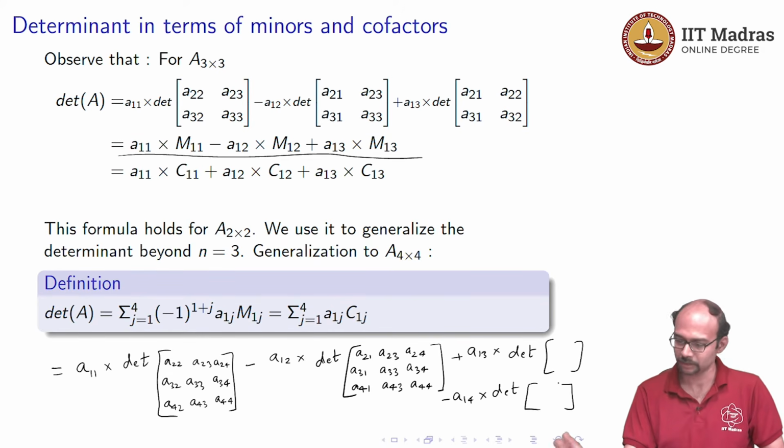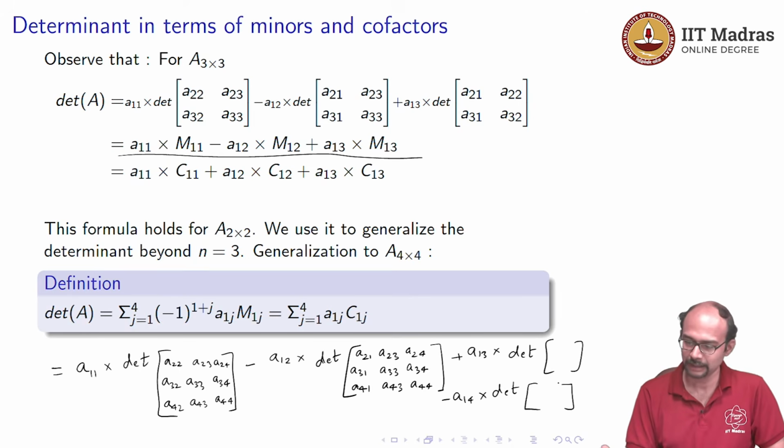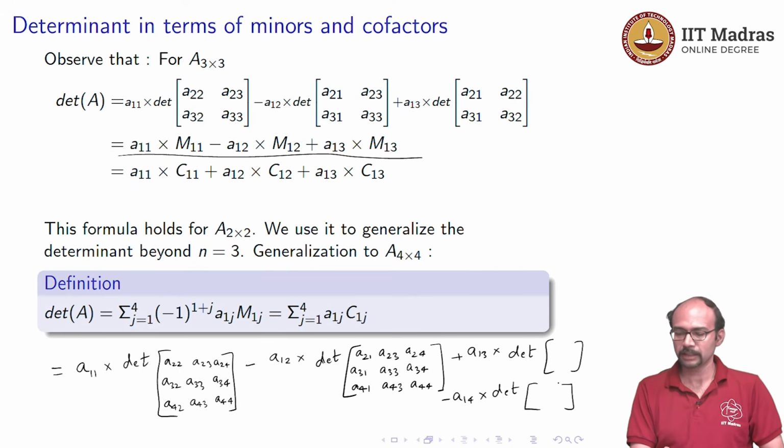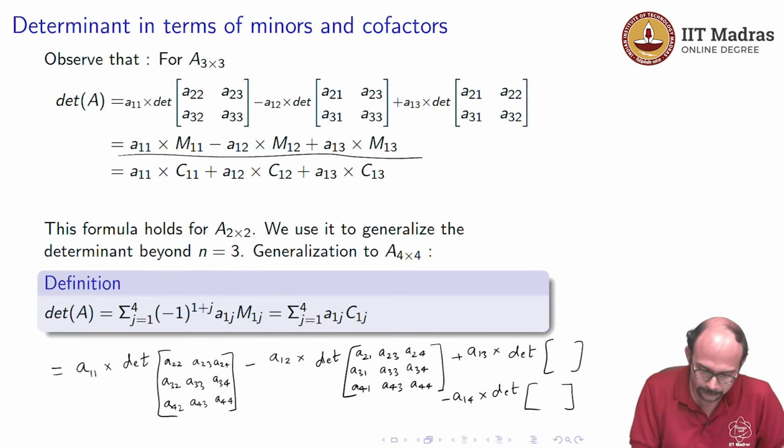So, check these two terms, see if you can write them down, that will mean you have understood what is going on. So, what is the point here? The point is, we could write the determinant of A, a 4 by 4 matrix, in terms of determinants for 3 by 3 matrices. In other words, if I know how to define the determinant for a matrix of smaller size, then I can use this process inductively and generalize, and that is exactly what we do.